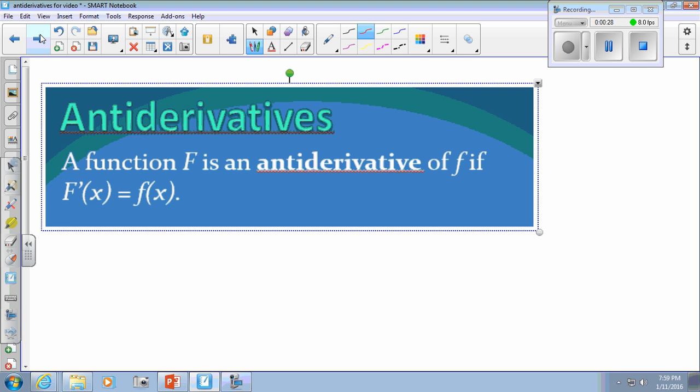What we've done up until this point is we've been given a function and we've taken its derivative. Okay, now we're going to turn things around and work backwards. So instead of giving you the function, I'm going to give you the derivative and ask you to figure out what the original function was. So that process of working backwards from a derivative to the function is called the antiderivative.